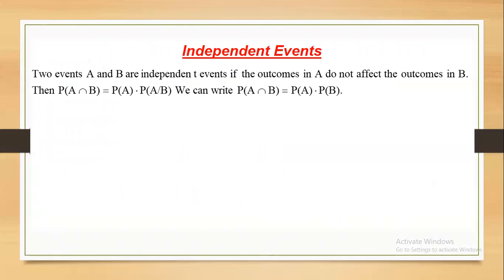Then another topic, independent events, is this. It's almost the same multiplication rule. Two events A and B are independent events if the outcomes in A do not affect the outcomes in B. Then probability of A intersection B equals probability of A times probability of A given B. We can write probability of A intersection B equals probability of A times probability of B.